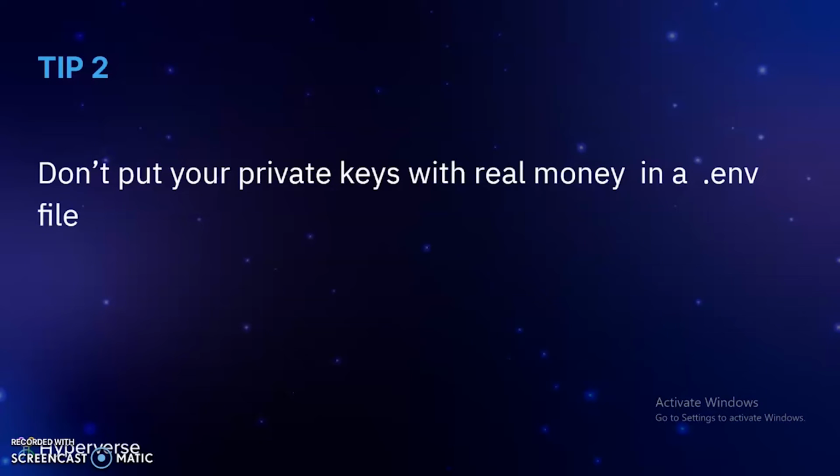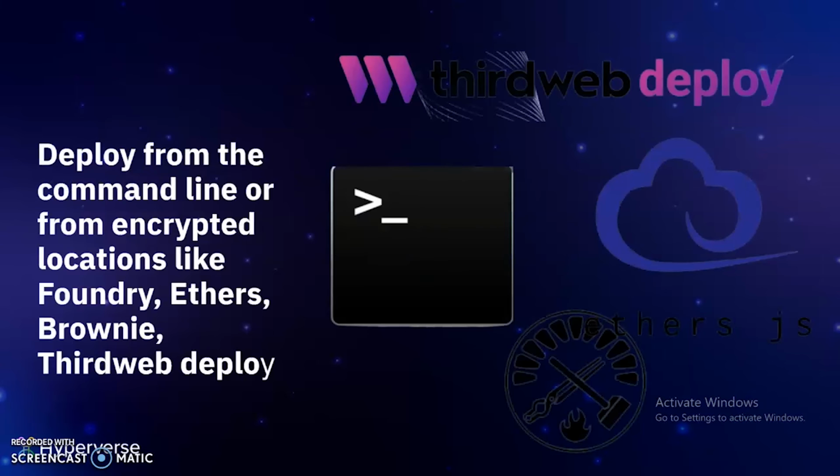Tip 2. Don't put your private keys with real money in a .env file. If you're building or deploying with real money on a mainnet, do not put your private keys in a .env file. Deploy from the command line or from an encrypted location such as Foundry or Ethers or Brownie ETH or ThirdWeb Deploy, which allow you to do this securely.